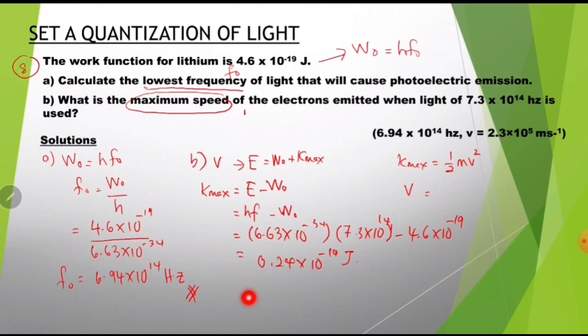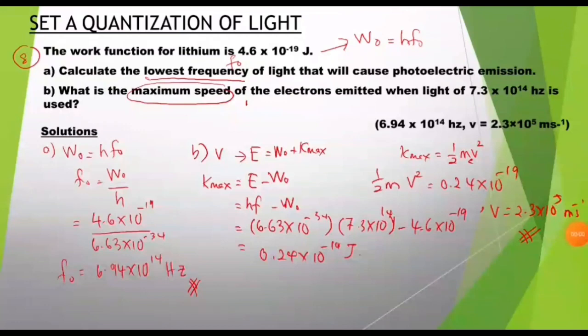But the question does not ask for K, we want to find v. So from here we can get v. We just substitute the value of K max. K max is half m v squared, equals 0.24 exponent negative 19. So v equals, we substitute, m is the mass of the electron. Here we get 2.3 exponent 5, and the unit is m s negative 1.